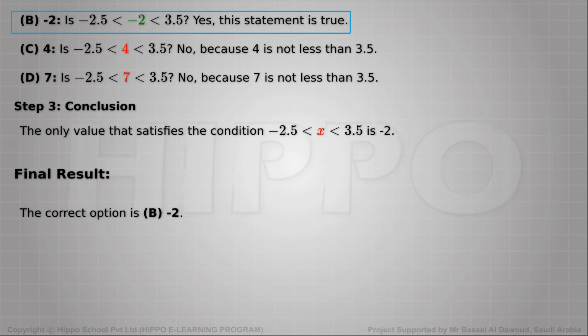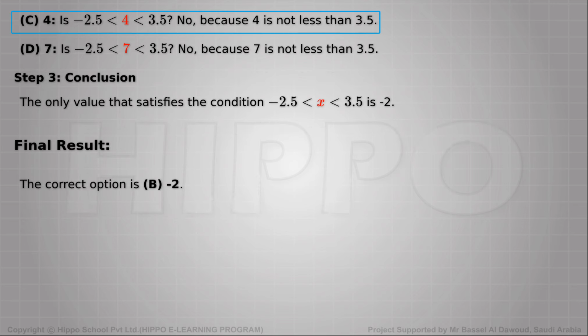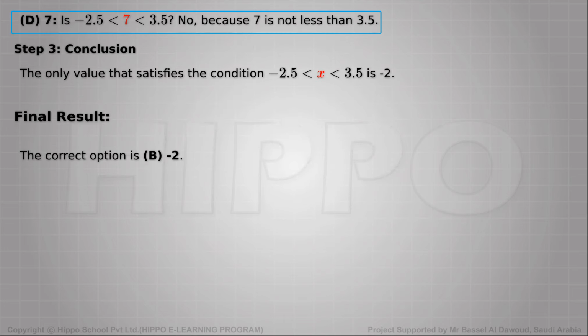Let's look at option C, the number 4. Is 4 greater than -2.5? Yes. But is 4 less than 3.5? No, it's larger. So option C fails the second condition and is incorrect. Finally, let's check option D, the number 7. Just like with option C, 7 is not less than 3.5. So option D is also incorrect.